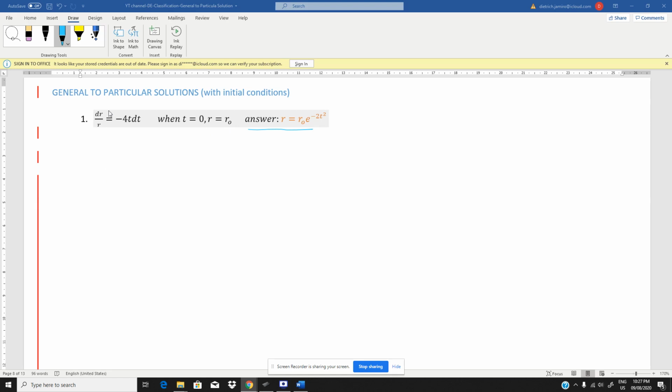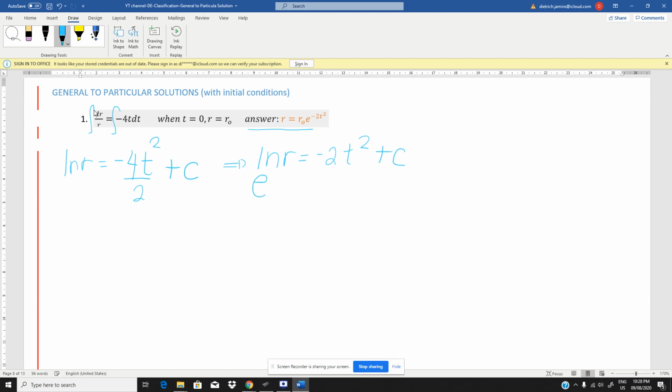From the first example, this is already variable separable, so we can already integrate it. We integrate from the left side and from the right side. By integrating dr over r, we will have ln of r is equal to the integral of negative 4 dt, which is negative 4 t raised to power rule, so 1 plus 1, that's 2, over 2 plus c. We can simplify it further. So we will have ln of r is equivalent to negative 2 t squared plus c.